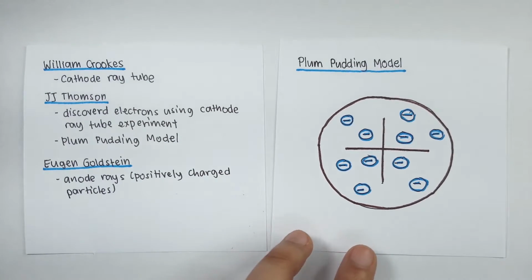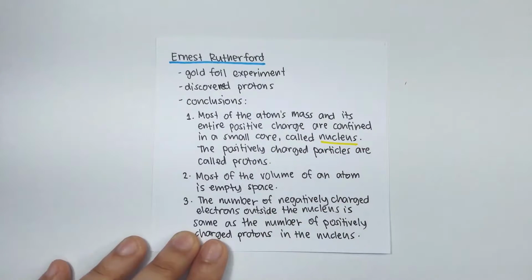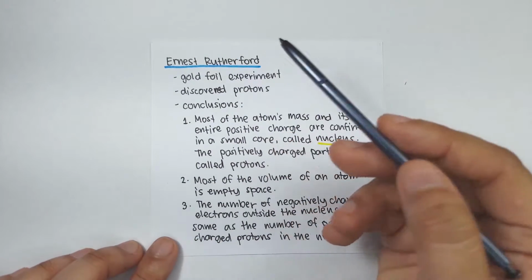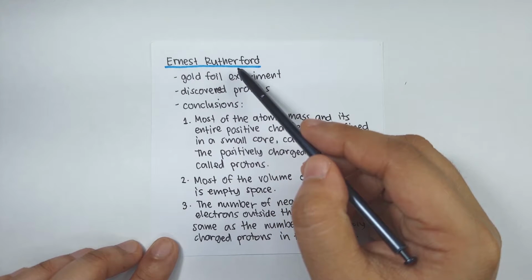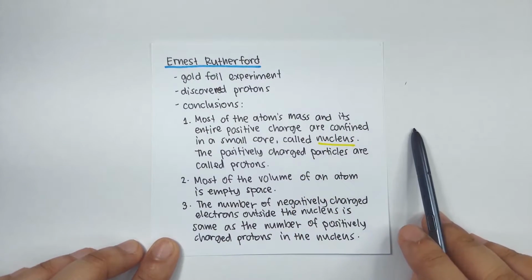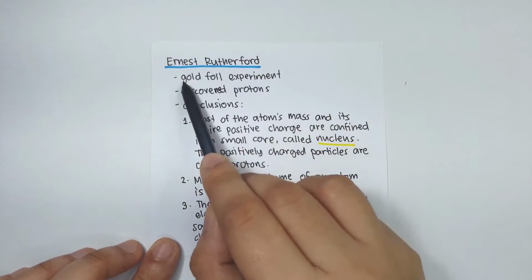So, isipin nyo na lang, class, na kung watermelon pa, yung red ng watermelon ay ang positive charges, while yung mga seeds ng watermelon ay yung negative parts. So, next is Ernest Rutherford. So, si Ernest Rutherford, he is aware of the plum pudding model and gusto niyang i-verify if legit ba yung model. So, he performed the gold foil experiment.